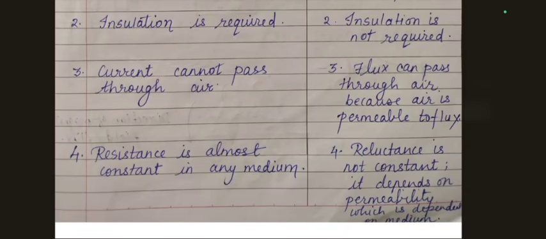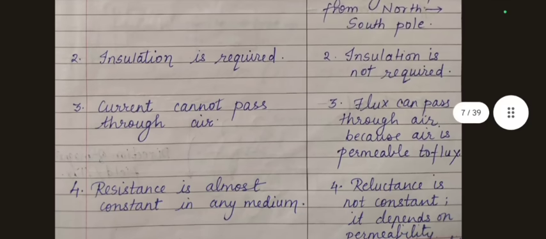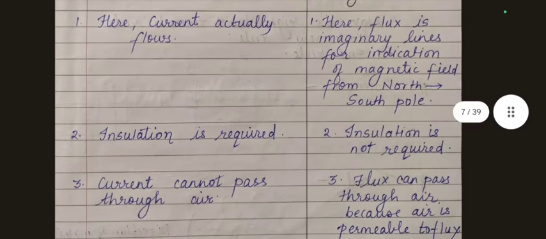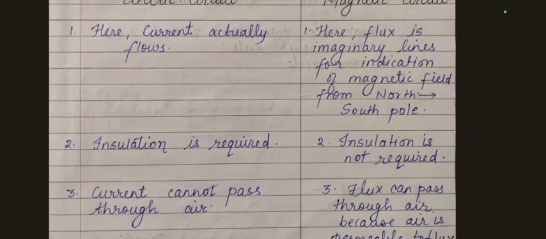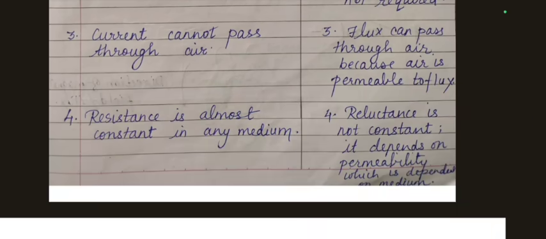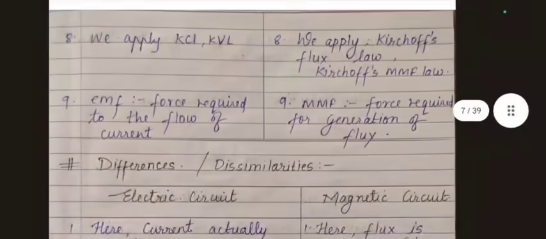Now the last one, fourth, we have to write about resistance. If you don't remember these three, I will say the first two are very easy to remember. As we are just saying that current is flowing, here flux is not flowing anything, it is just imaginary lines. Second, you can write about insulation. Fourth, if by chance you don't remember these points, remember this: resistance is almost constant in any medium and reluctance is not constant, as it depends on permeability, which is dependent on the medium. Okay, so these are the points which you have to remember.